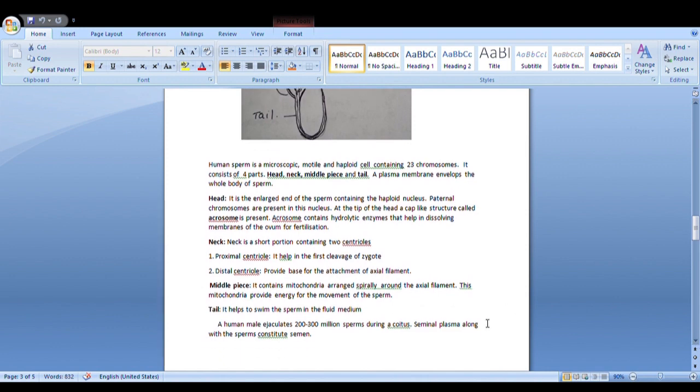Last portion is the tail. It helps the sperm to swim in fluid medium. A human male ejaculates 200 to 300 million sperms during a coitus. Coitus means sexual intercourse. Seminal plasma along with the sperms constitute semen.